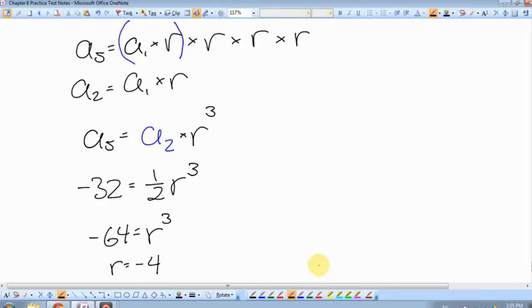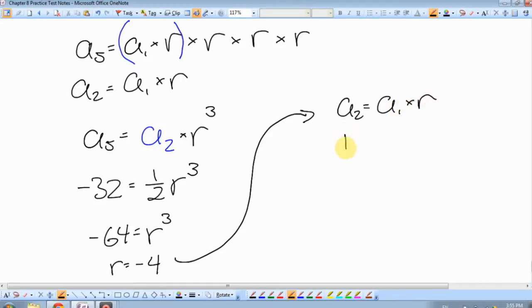Okay, let's keep on trucking. We want to find A1. A2 equals A1 times R. In other words, 1/2 is equal to A1 times negative 4. So A1 equals negative 1/8.